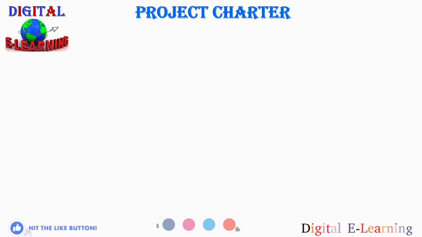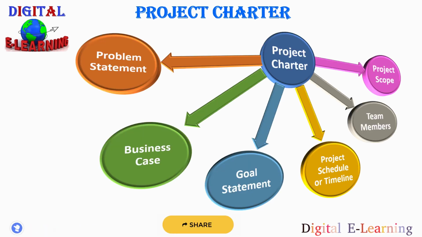So let us look at what the different elements of a project charter are. First is the problem statement, the problem captured in the form of measurement. Second is the business case, the business reason for doing this project. Third is the goal statement, the target of the process measurement.